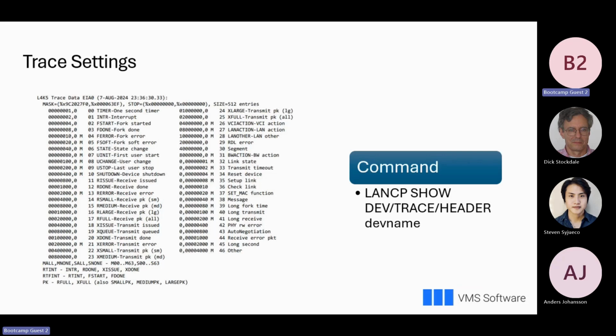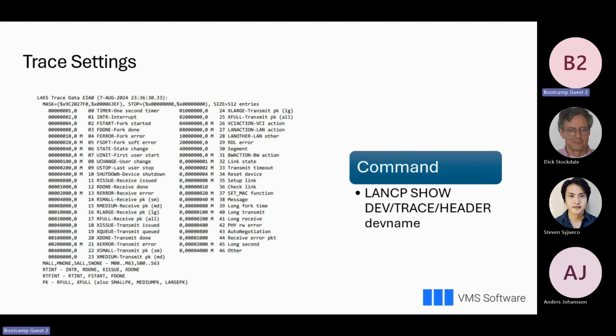For example, the 1 second timer. This is a timer maintained by the LAN driver, which periodically checks link state, LAN flag, system parameter changes, and it checks for timeout of transmit requests. With this flag, there would be a trace entry when the timer routine begins. Now for the next one, we have interrupt. Essentially a trace entry is recorded when the interrupt service routine is called.